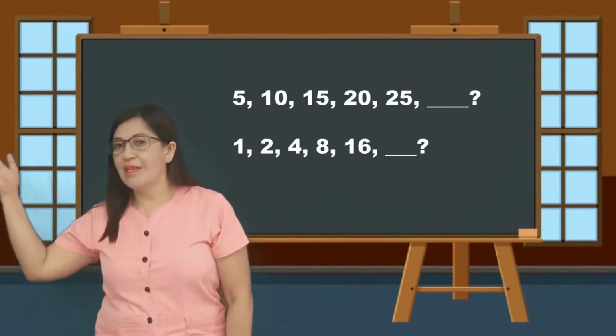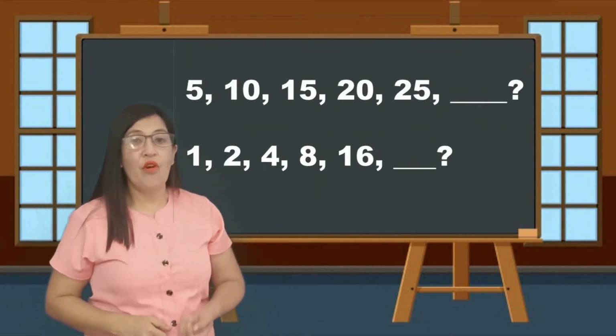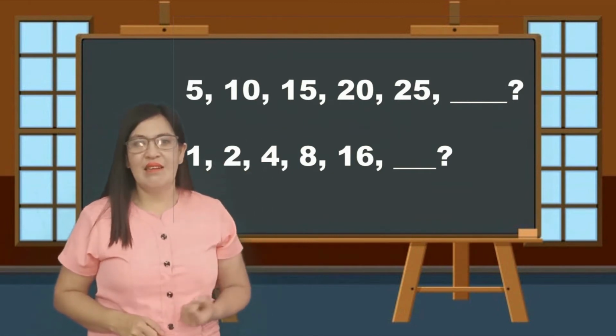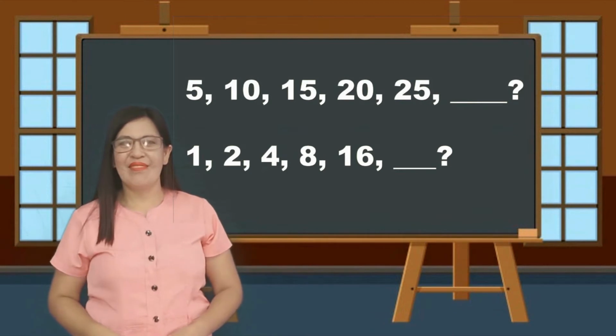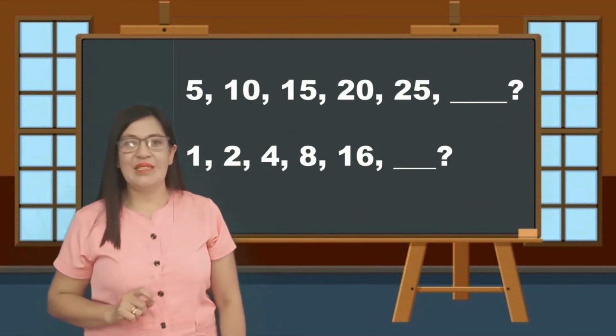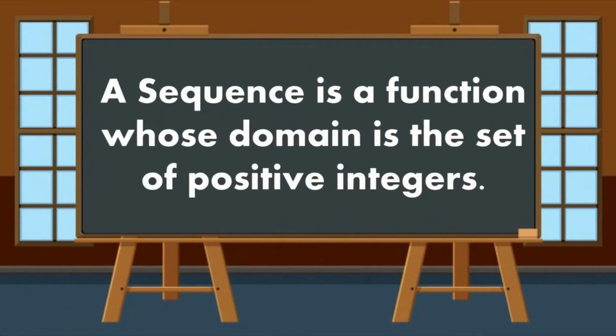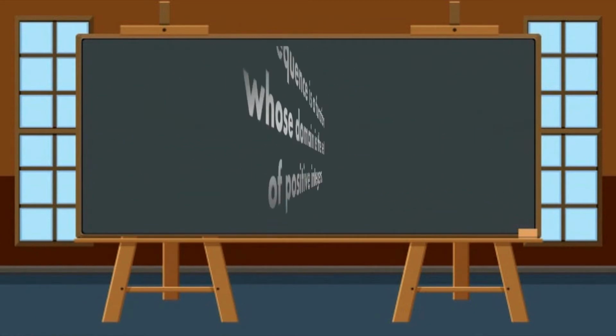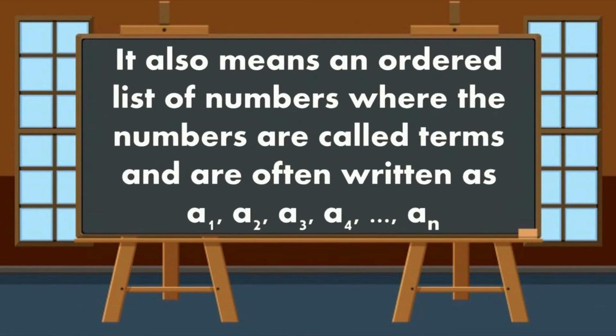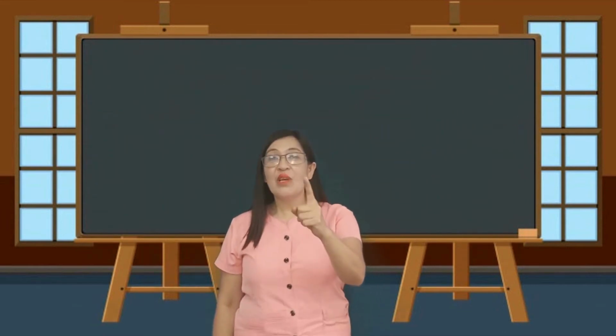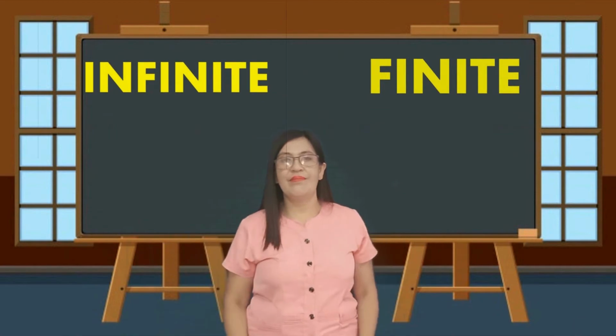Now, observe these given items. Does each item form a sequence? Yes, it does. Good job, guys. What is a sequence? A sequence is a function whose domain is the set of positive integers. It also means an ordered list of numbers where the numbers are called terms and are often written as a sub 1, a sub 2, a sub 3, a sub 4, and so on and so forth till a sub n. A sequence can be finite or infinite.